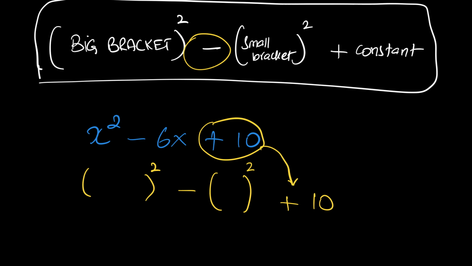Now, I want to write an x always in the big bracket, and the sign from the expression will always come too. If it's a minus, it'll be a minus in the bracket. If it's a plus, it'll be a plus in the bracket. Then you halve the number with x. Half of 6 is 3. I'll put a 3 here and a 3 here. That's it, my completed square form is done.